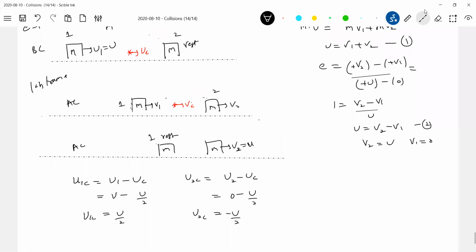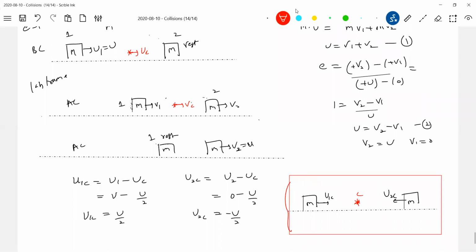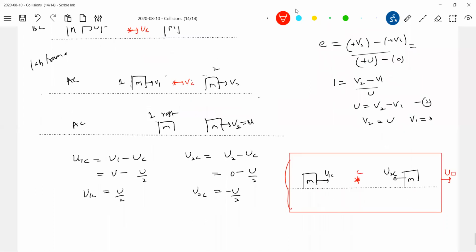So in the C frame, how will the system appear? In the C frame, the same system will appear. The first object will be moving with a velocity u1c, and the second object will be moving with a velocity u2c. Where we are doing it in the C frame, I think we have to put a box like this. And in what direction is the C frame moving? In this direction. We'll calculate momentum with respect to the center of mass.